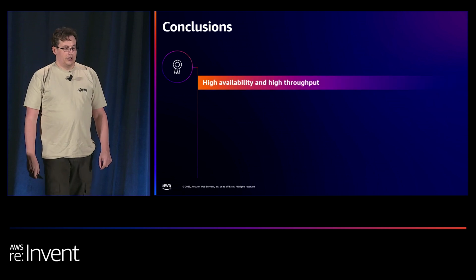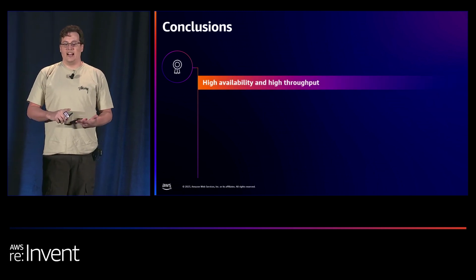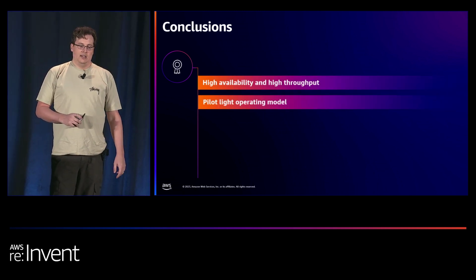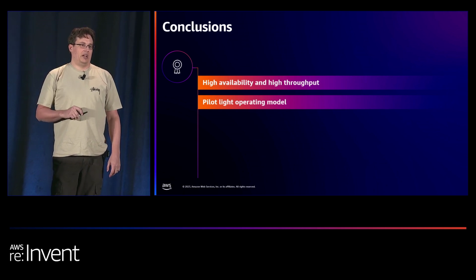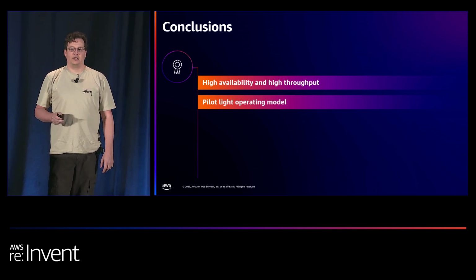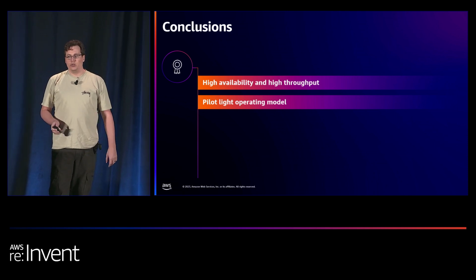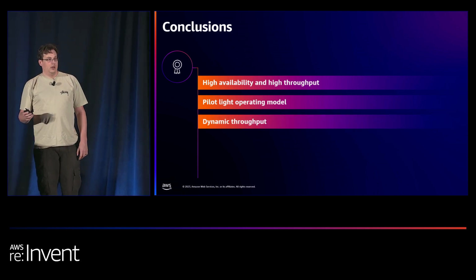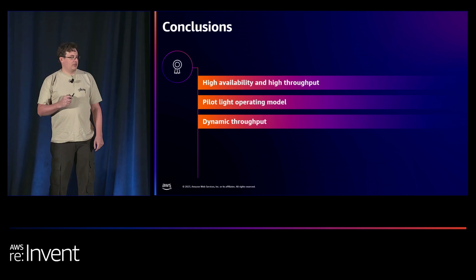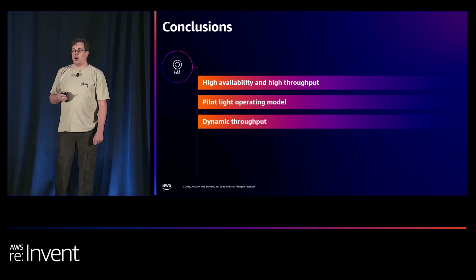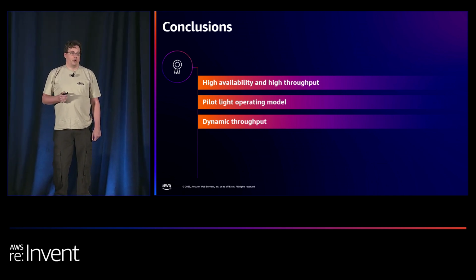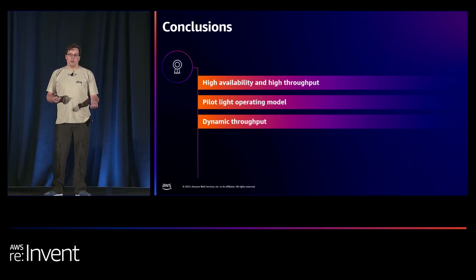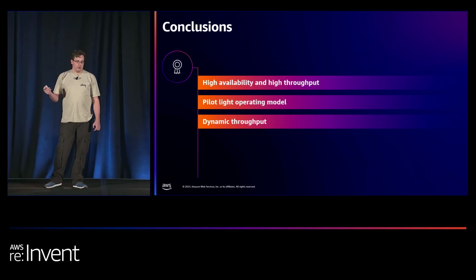And so in conclusion, we have high availability and high throughput. And we're on a pilot light operating model, which is allowing us to have higher redundancy and better control over our availability for our customers. And which also gives us the dynamic throughput that we need to control our cost. And cost is pretty important because at our scale, a small change could have significant financial impacts.